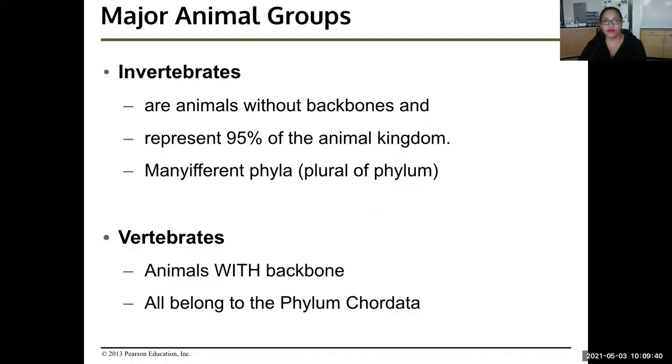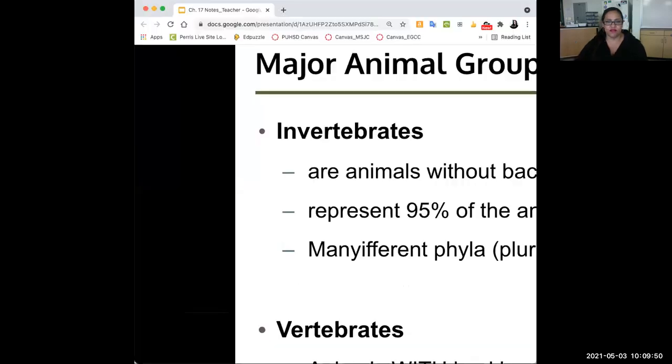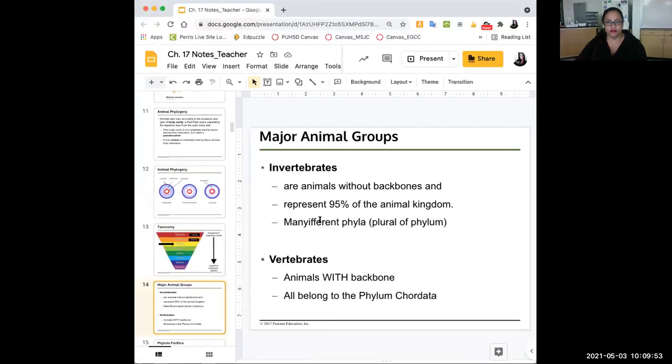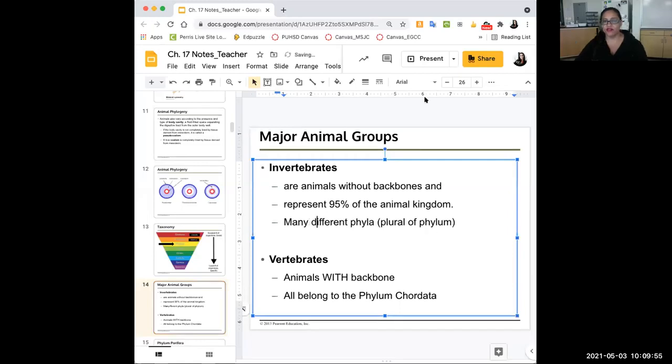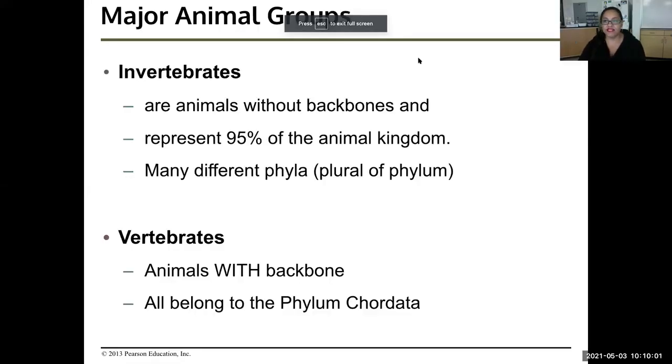So our major animal groups are invertebrates versus vertebrates. Invertebrates don't have a backbone. They represent 95% of the animal kingdom, and they have many different phyla. Phyla is the plural of phylum, like bacteria is the plural of bacterium. And then vertebrates are animals with a backbone. And all vertebrates belong to the phylum Chordata. So we'll go over all the invertebrates first, and then we will go over the vertebrates.